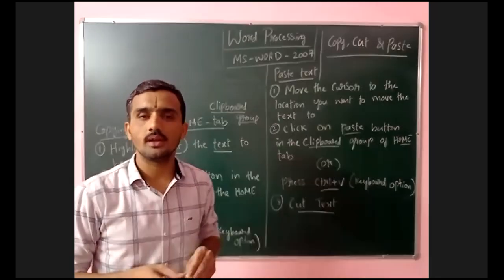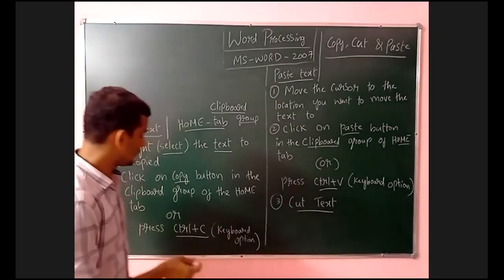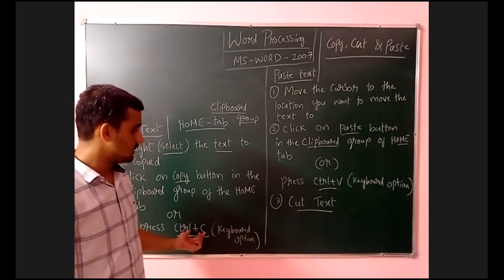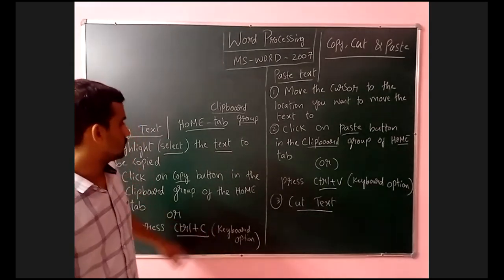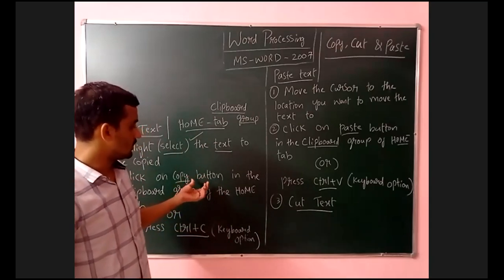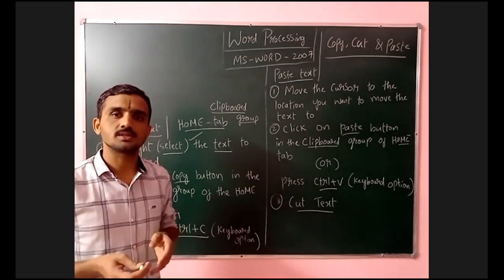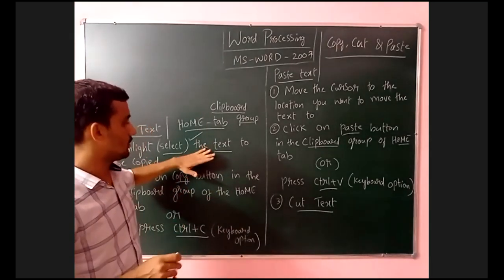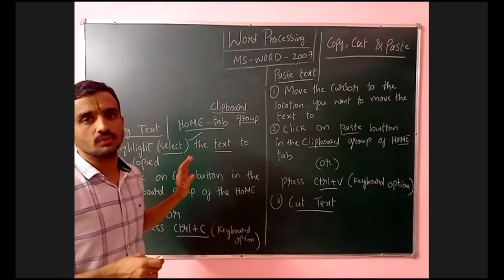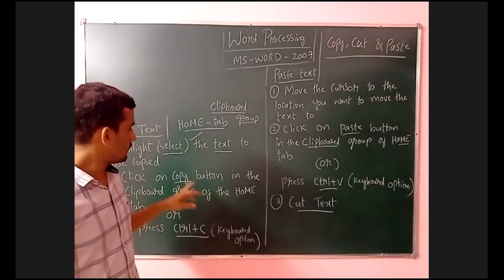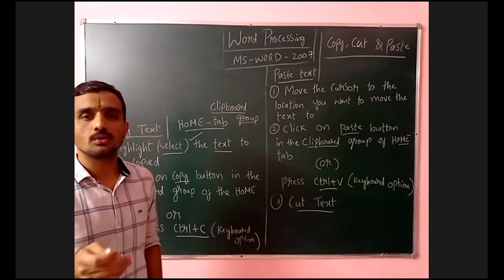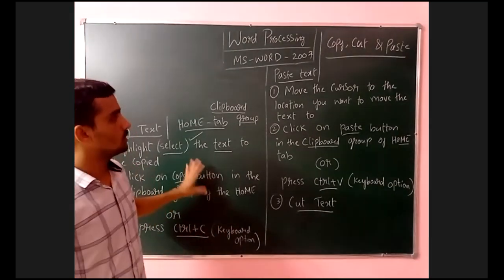If we want to do it with the help of the keyboard, there is a shortcut key, Control plus C. The first step is common for both. Either you go to the copy button of the clipboard group of the home tab, or you press Control plus C. First you have to select the text, then you can use either the keyboard or the mouse. If you are using the mouse, go to the copy button of the clipboard group of the home tab. If you are using the keyboard, press Control plus C. That is the shortcut key. So this is how to copy.